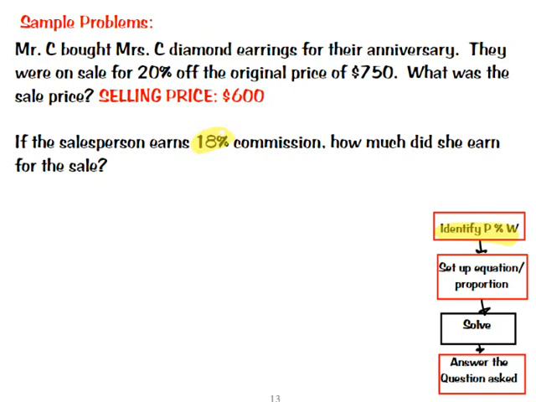Here's our percentage, quite obviously, 18%. And we've got to look back here to find our whole, which is the selling price of $600. And what we're trying to find is how much did she earn. That's the part, that's our unknown, that's her commission amount. Pause the video and see if you can set up the proportion correctly to find out her commission amount.